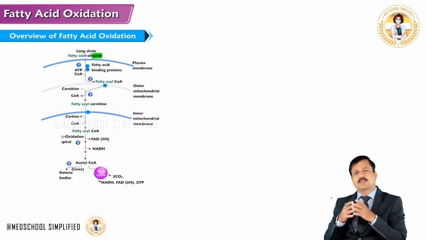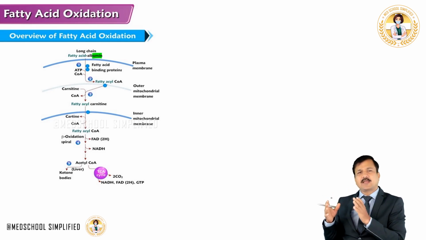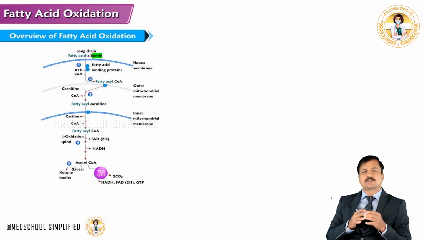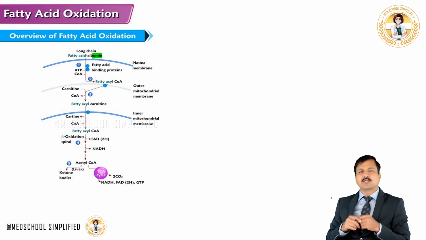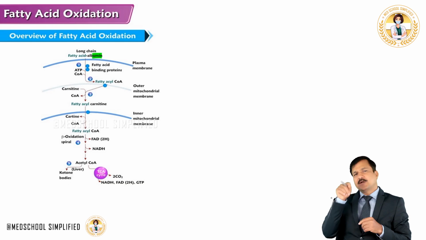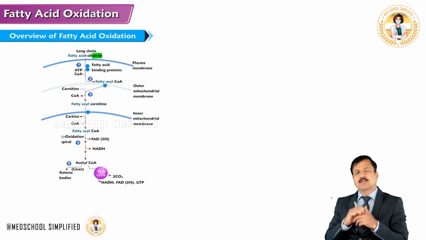and inside the matrix of mitochondria, fatty acyl carnitine is reformed back into fatty acyl-CoA and carnitine is separated, and carnitine goes back into the intermembrane space again. And that particular aspect, we are going to study as the carnitine shuttle mechanism.